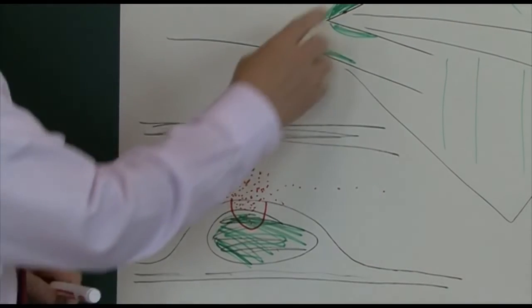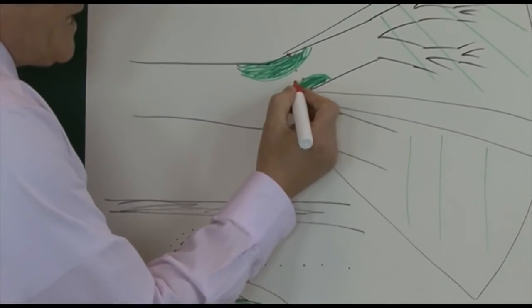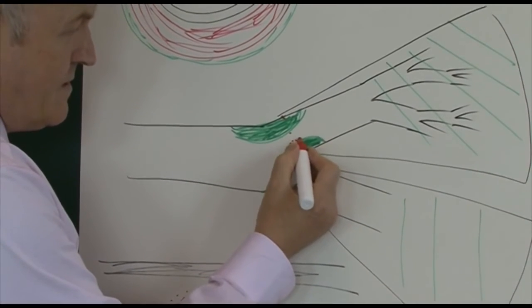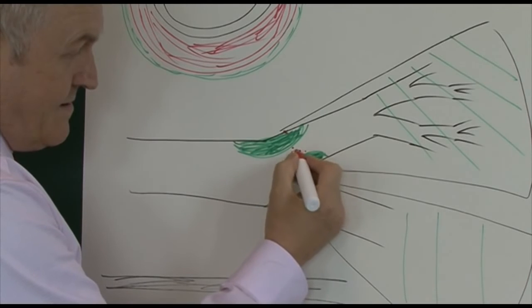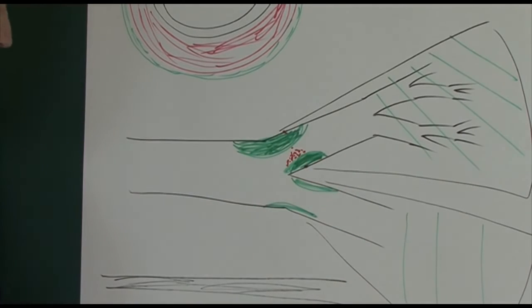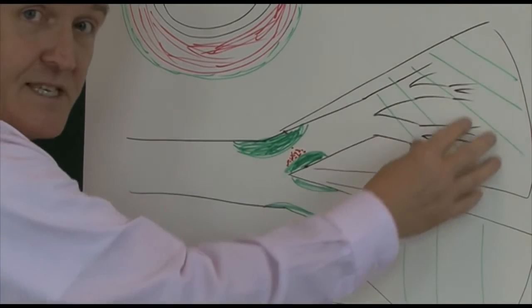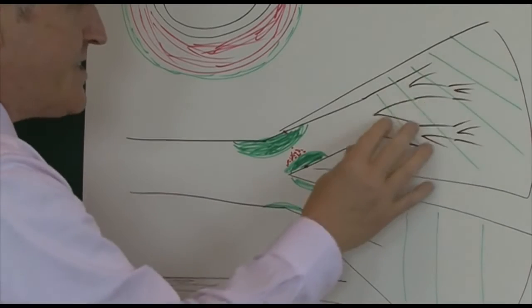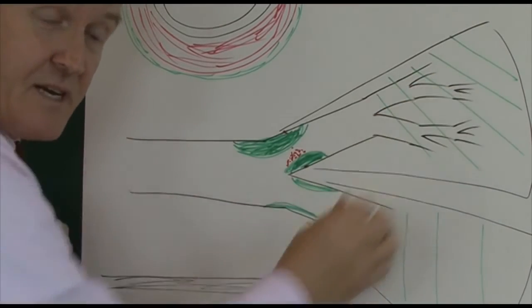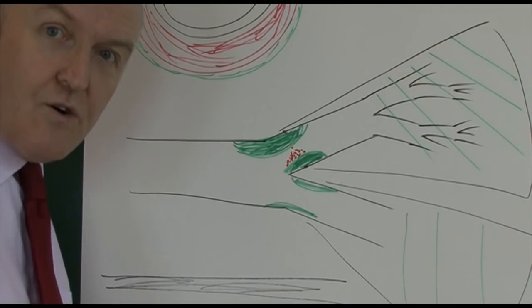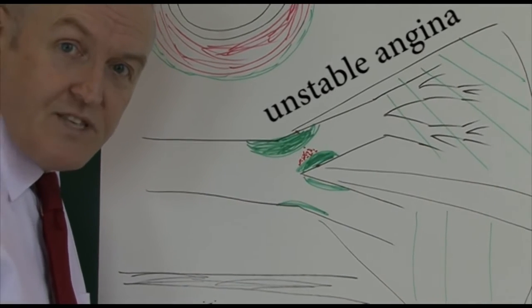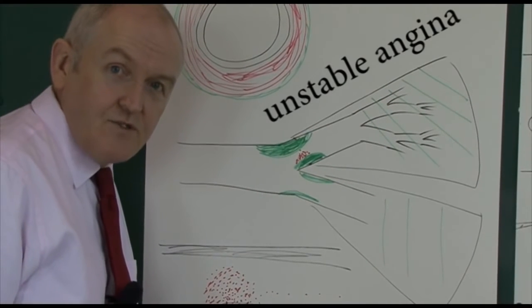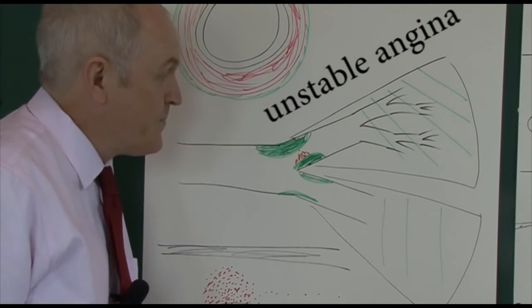So if we relate this diagram to the one above now, we've now got some platelet aggregation around about the disrupted atheromatous plaque. And that's going to further reduce the blood supply to this area. This area is going to become even more ischemic. And that's going to cause unstable angina. So the presence of white thrombus is going to cause unstable angina.